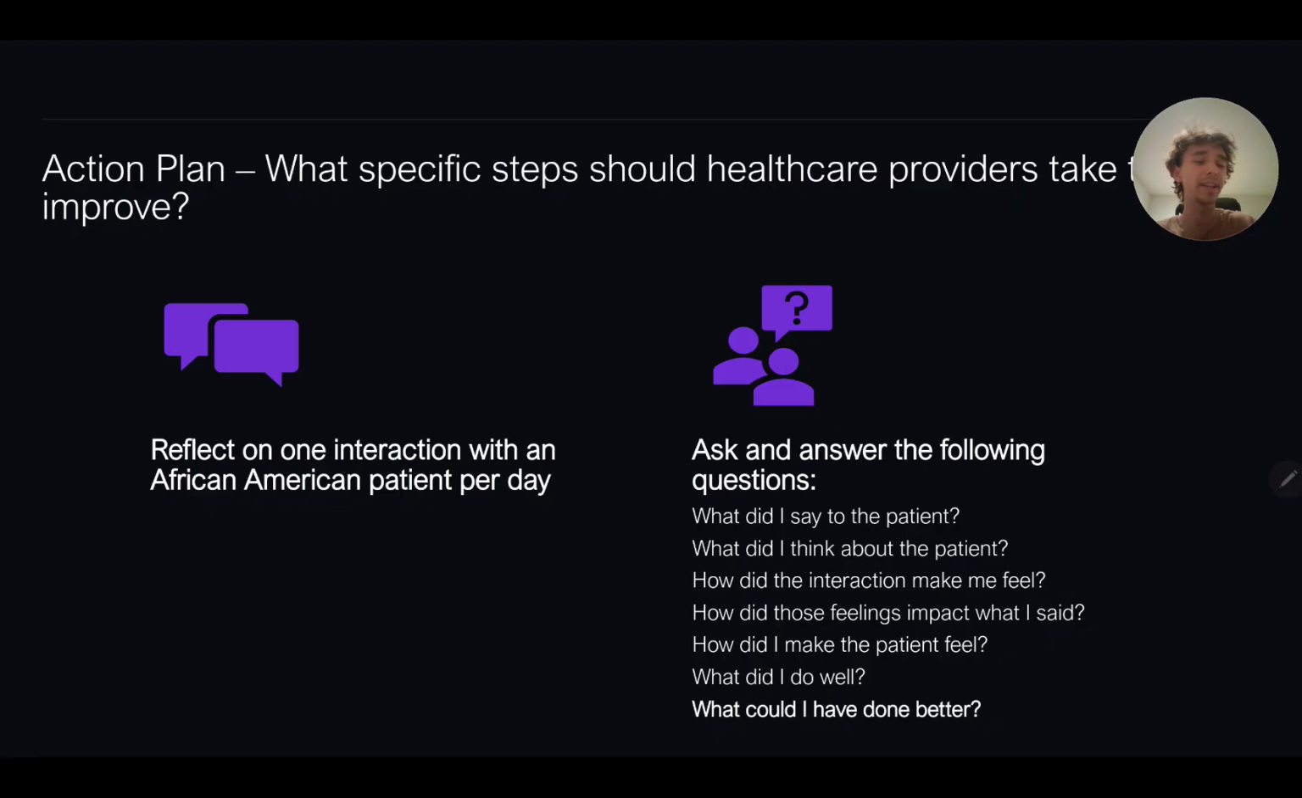And then the next question that is really important as well is, how did the interaction make me feel? So that could raise awareness for certain implicit biases that we may have towards that group, because ultimately those biases evoke feelings and impact the way we interact with them. So recognizing that is a crucial step. And of course, it goes both ways. So not only how the interaction made me, the healthcare provider, feel, but then how did those feelings that I have towards that patient impact what I told them? And ultimately, how did I make the patient feel?